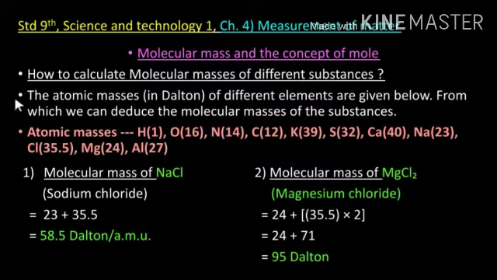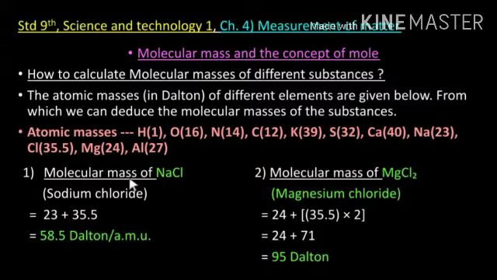Here, the atomic masses in Dalton of different elements are given below, and from which we can deduce the molecular masses of different substances. Atomic masses are given like this. Here the elements are shown, and in bracket the respective atomic masses are given. From this we will deduce the molecular masses of some substances as below.